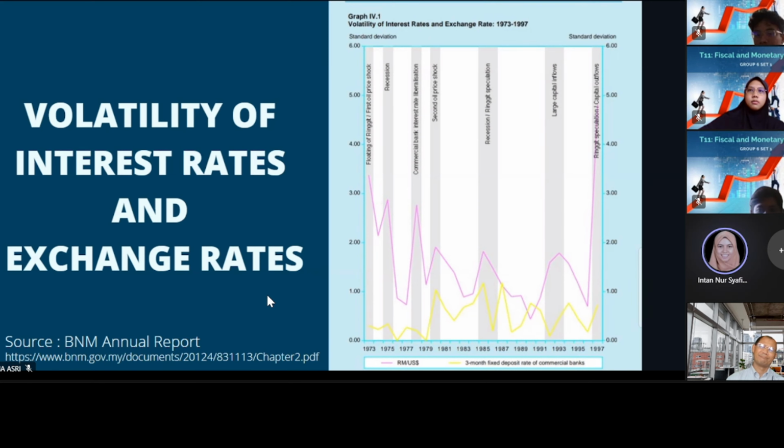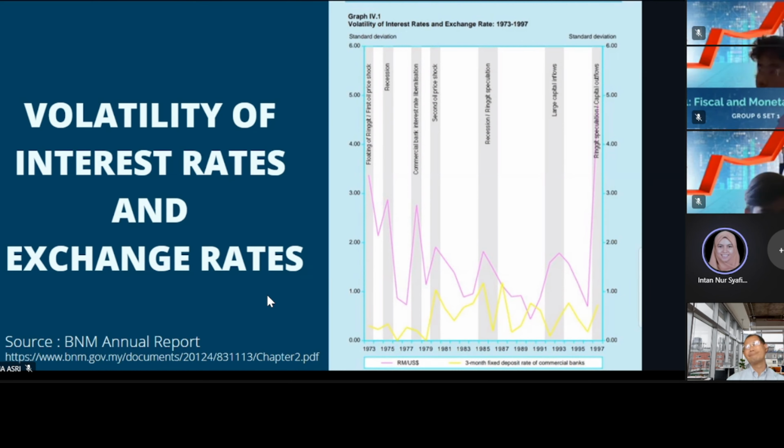Assalamualaikum, Doctor. Now we move to interest rates and exchange rates. This graph presents the volatility of the average 3-month fixed deposit rate of the commercial banks and the Ringgit Malaysia United States dollar exchange rate. Also indicated on the same chart are some of the major shocks to the economy that could have affected the volatility of financial prices. On average, volatility of interest rate is considerably lower than the exchange rate. This suggests that the exchange rate responds faster to shocks in the economy.